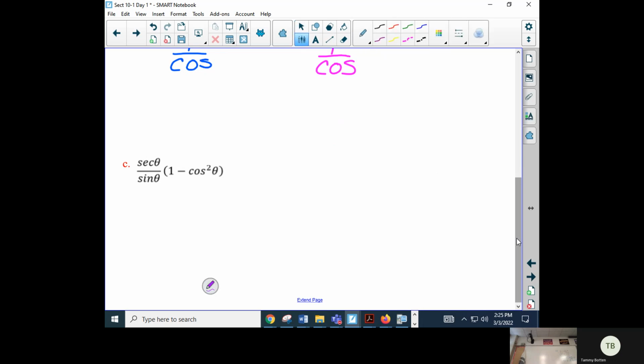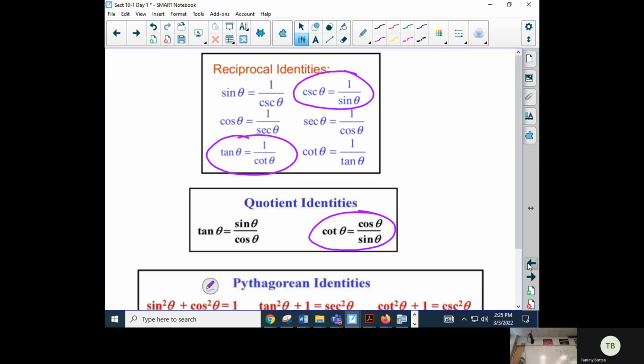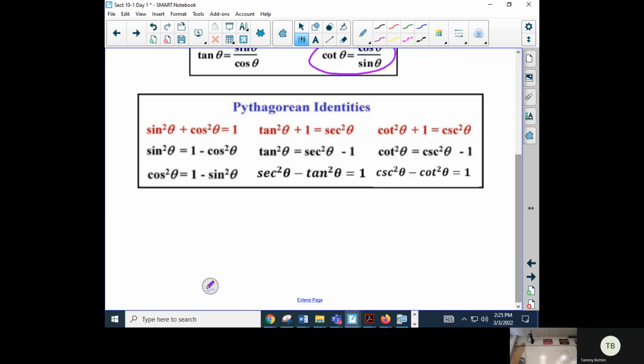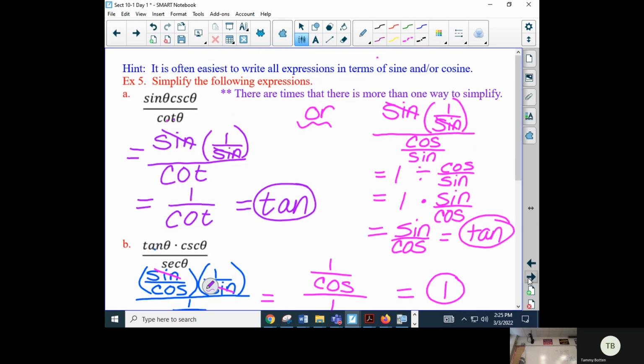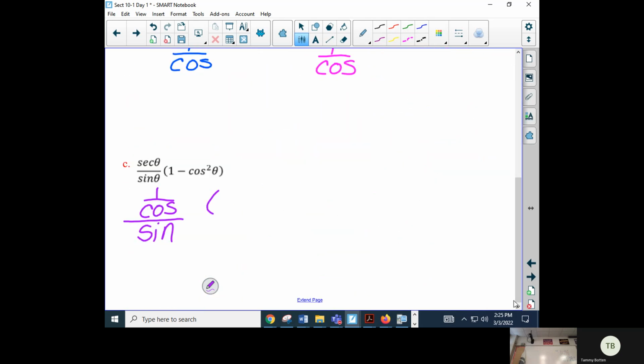How can I write secant in terms of sine or cosine? 1 over cosine. Very good. And then that's divided by sine. How can I write 1 minus cosine squared? Now, we have not done this, but when you see 1 minus cosine squared, you're going to have to get used to this chart. 1 minus cosine squared is sine squared. Okay? So back here, this is going to be times sine squared.